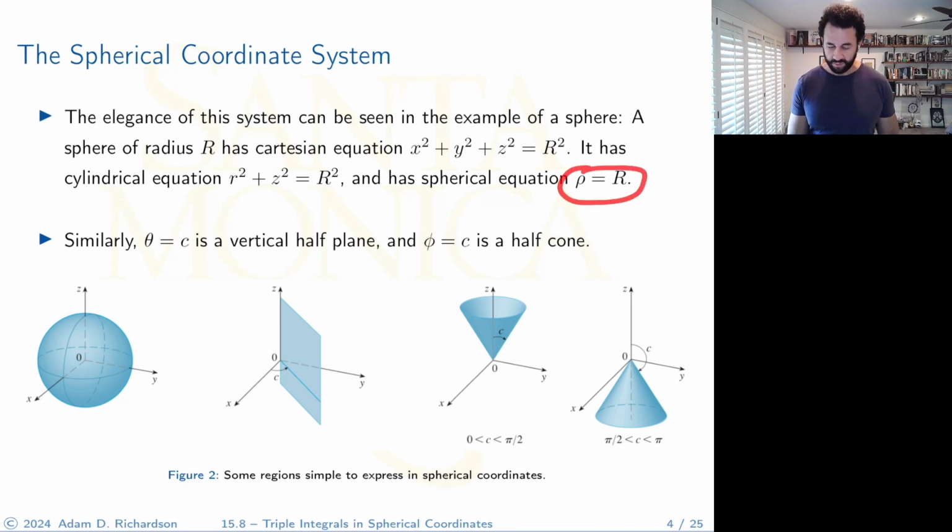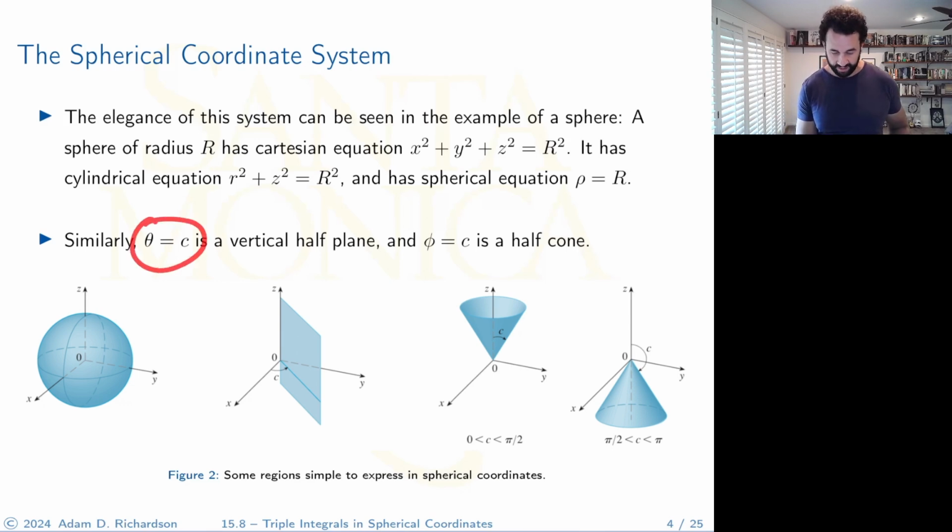And it makes sense if you remember what rho is encoding. Rho is just encoding the distance from the origin to a point. So if the distance from the origin to a point is some fixed number, then you're describing a sphere of radius capital R. So it's really elegant, right? When you're working in spherical coordinates, you get this elegant description of a sphere. There are some other nice representations.